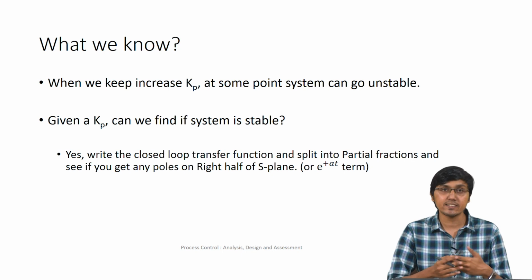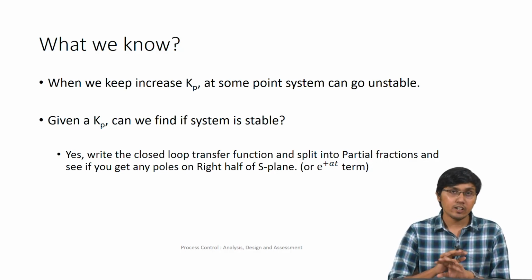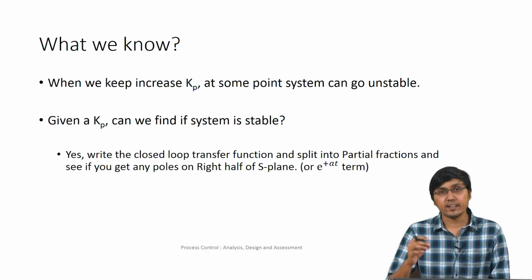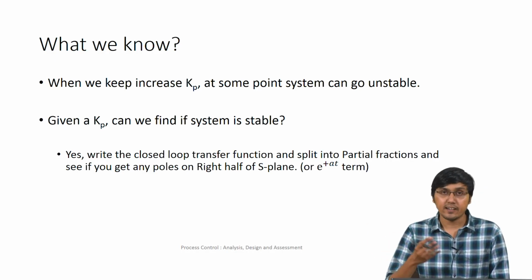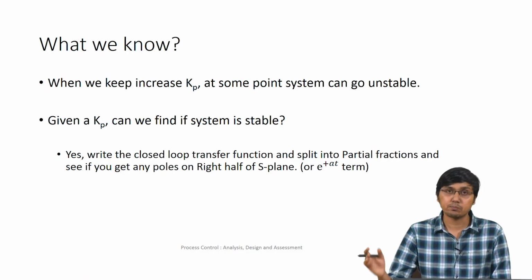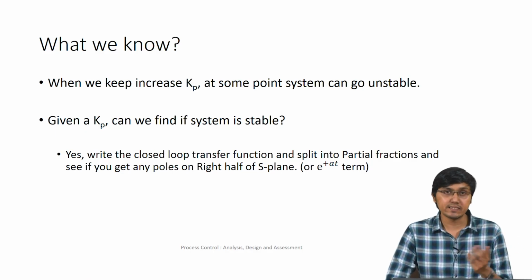So the first question we will ask is, if you give me a Kp, can I find whether the system is stable or not? If I know the Kp, I will write the closed loop transfer function, split it into partial fractions and see if there is a pole on the right hand side of the S plane. If there is no pole on the right hand side, there is no problem of stability, and the system is stable.